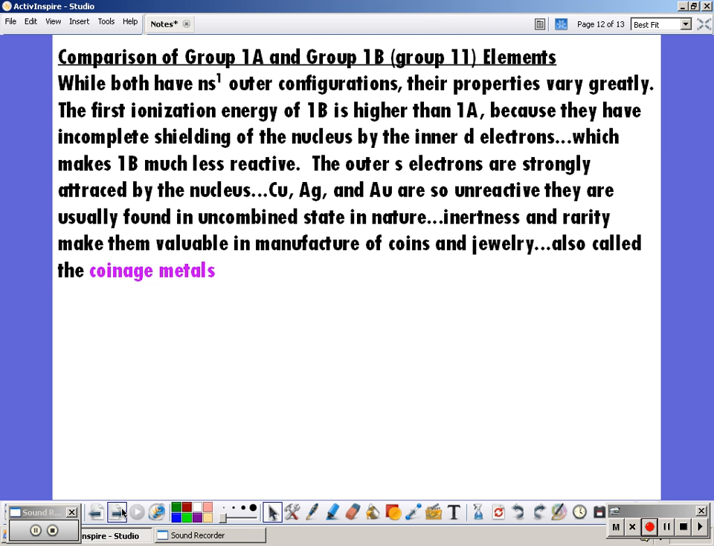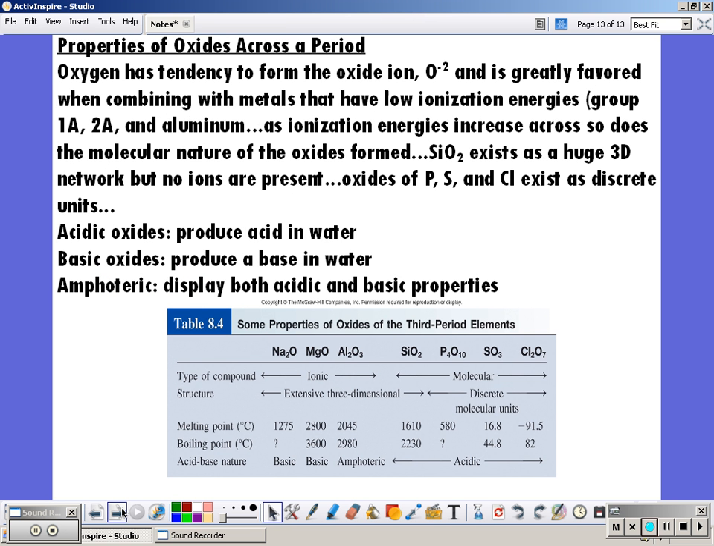Finally, elements tend to react similarly, or there are even trends with how things react to specific items, like oxygen. So if we look specifically at row 3 and how they react with oxygen, you can kind of see this trend. So oxygen we know has a tendency to form the oxide ion O2-, and is greatly favored when combining with metals that have low ionization energies like group 1, group 2, and aluminum. As your ionization energies increase across, so does the molecular nature of the oxides formed.